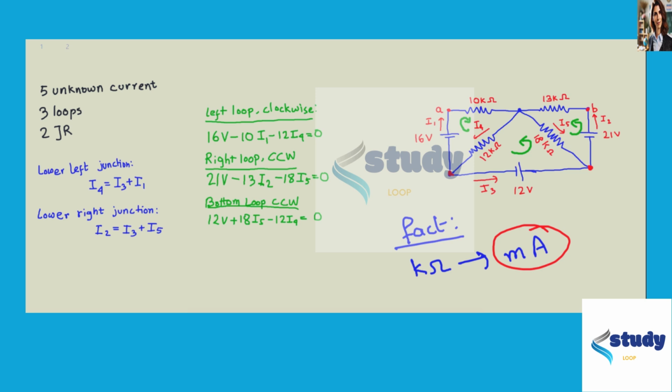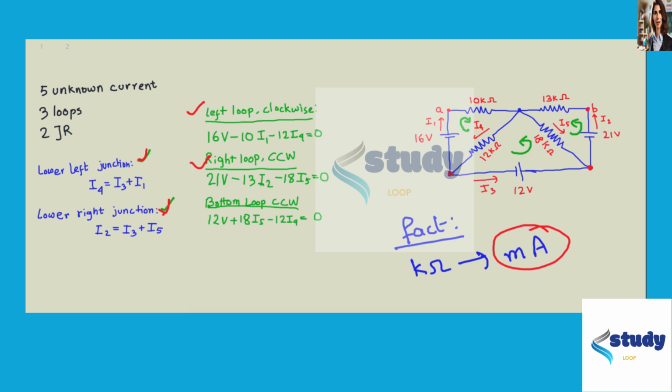Okay, so moving on. Our left junction is done, our right junction is done, and then the left loop is done. Now let's talk about the right loop. This one is the right loop, and for the right loop we're using counterclockwise direction. If we start with the lower right corner, we see there's a potential gain because the battery is going from negative to positive, so we have a positive 21 volts.